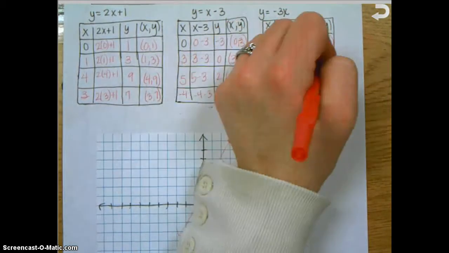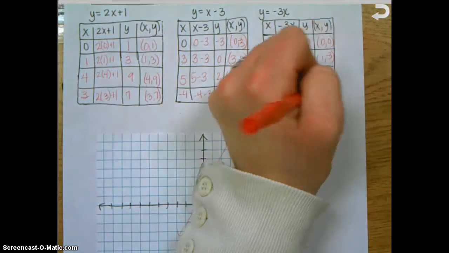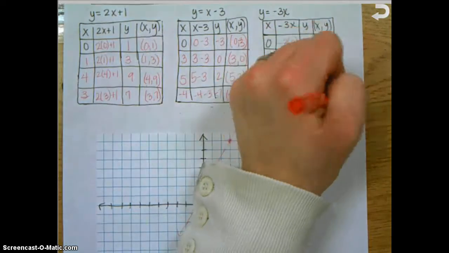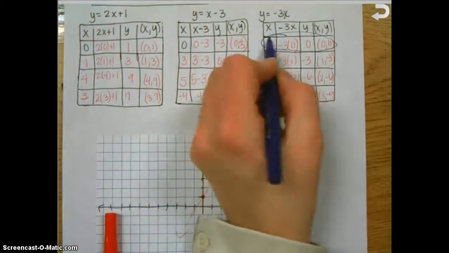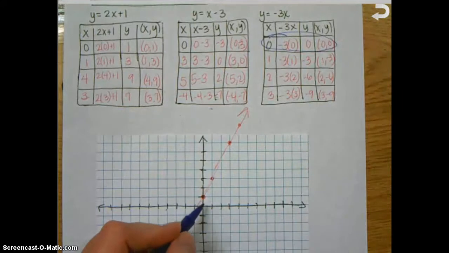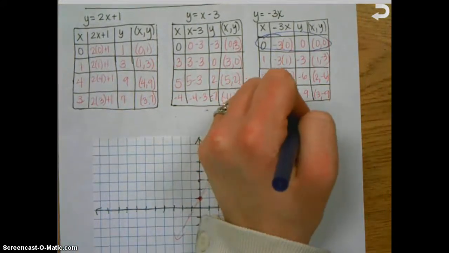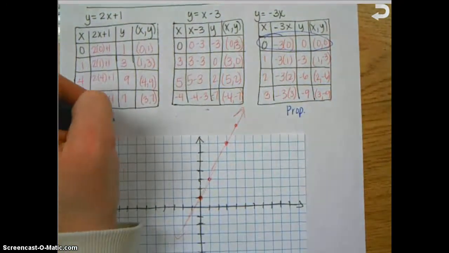Now, what you want to realize, once you finish filling this in, is that this one right here goes through the origin, while this one that we just graphed right here did not go through the origin. If it goes through the origin, it's going to be proportional. If it does not go through the origin, it's going to be non-proportional.